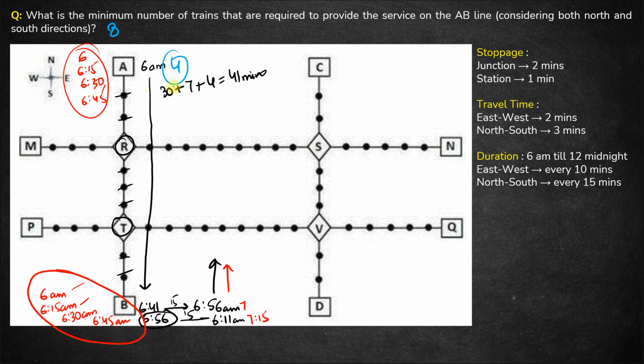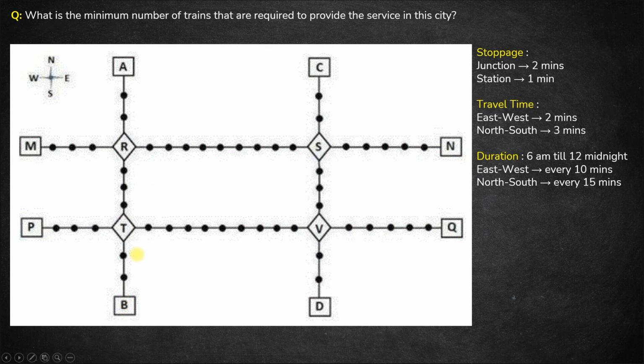These 4 trains will go from A to B and again start from B to A, then again go from A to B, and so on. This sequence will keep going on, and the only fresh trains that we require will be the initial 4 trains from A and the initial 4 trains from B. Okay? And moving on to the last question. This is pretty much the same as the previous question. Here we have, what is the minimum number of trains that are required to provide the service in the city?